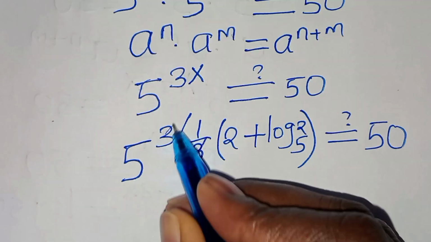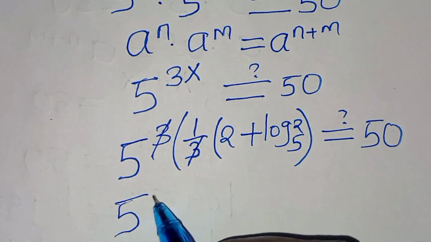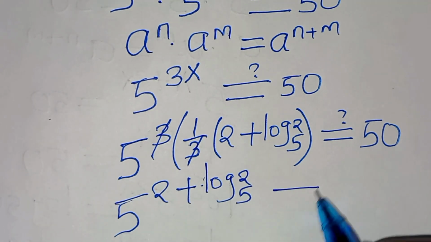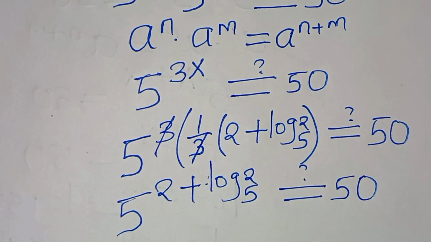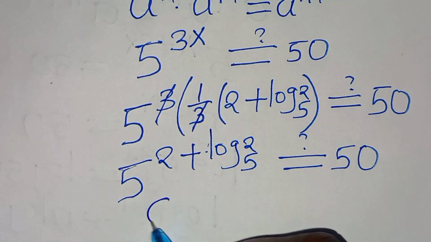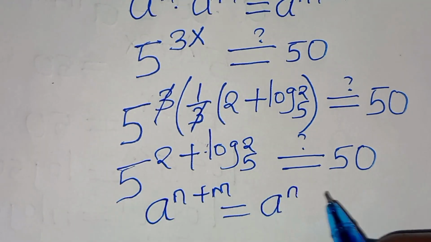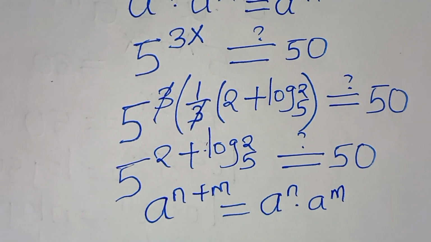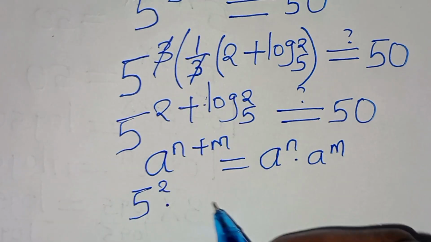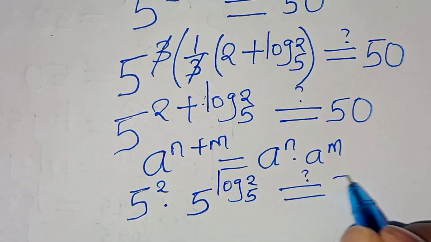So let's simplify 3 and 3 from here. Therefore, we have 5 to the power of 2 plus log 2 to base 5. This is supposed to give us a value of 50. So 5 to the power of 2 plus log 2 to base 5 is in the form of a to the power of n plus m, which we can express as a to the power of n times a to the power of m. Applying this exponent property, we have 5 to the power of 2 times 5 to the power of log 2 to base 5. This is supposed to give us a value of 50.